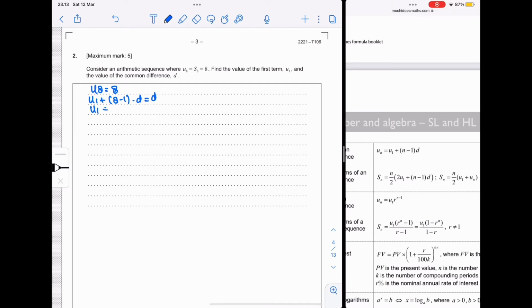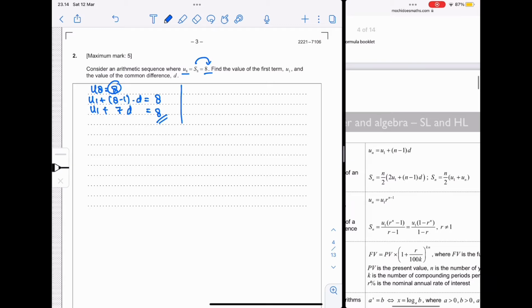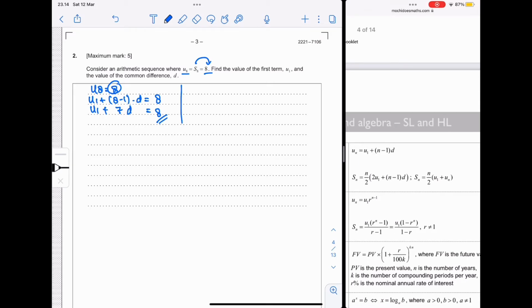u_1 is unknown, so just write it again. 7d. I'm sorry, the right side is supposed to be 8, because 8 is given in the question. And we're stuck. Don't worry, maybe we'll need it later. Now proceed to S_8. There are two formulas here. I prefer the second one because it's shorter and easier. So S_8 is 8 over 2 times (u_1 plus u_8), equals 8.